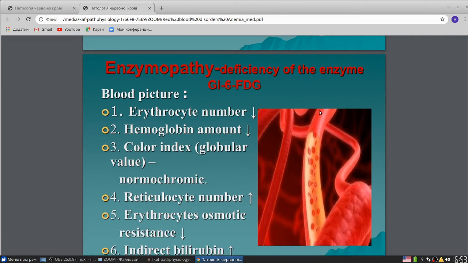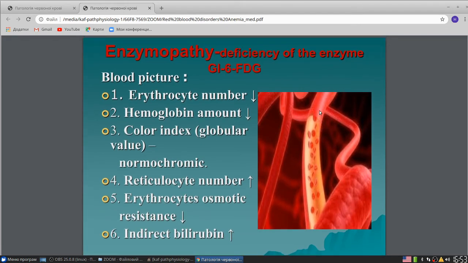In enzymopathy, one example can be deficiency of an enzyme, for example glucose 6-phosphate dehydrogenase deficiency. In blood formula, we will have this change. The erythrocyte total number will decrease, the hemoglobin amount will decrease, and the color index will be normochromic. The reticulocyte number will increase, more than 2%. Erythrocyte osmotic resistance will decrease and indirect bilirubin will grow.